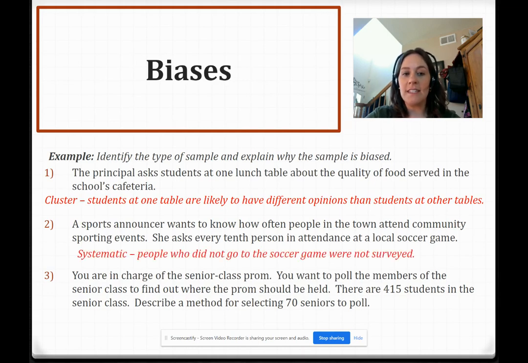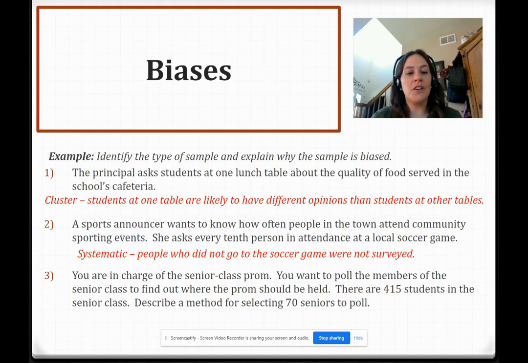Here I would say systematic because she asked every 10th person. How could this be biased? Well, she's literally asking people at a sporting event if they go to sporting events and how often. People who didn't go to the soccer game didn't have an opportunity to be surveyed, and so maybe people that don't attend as many sporting events are going to be less represented in the sample.